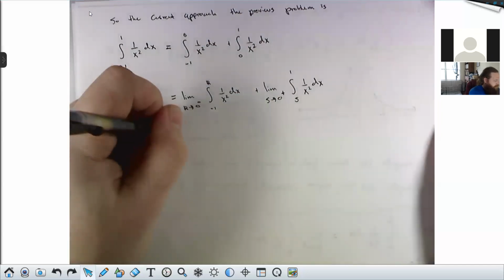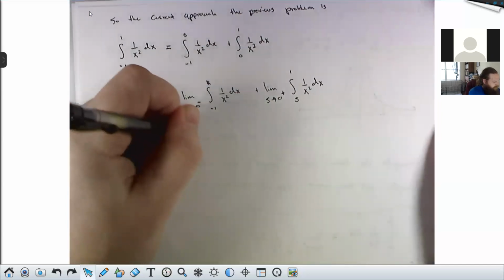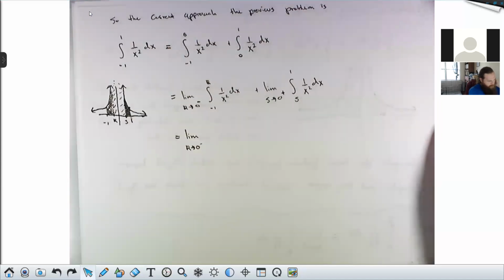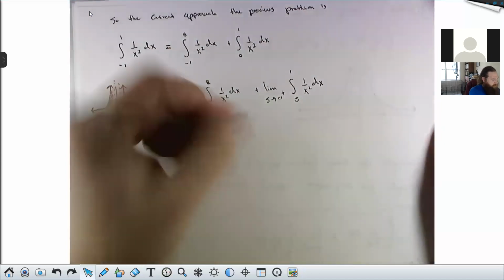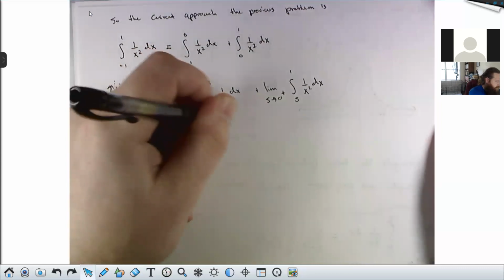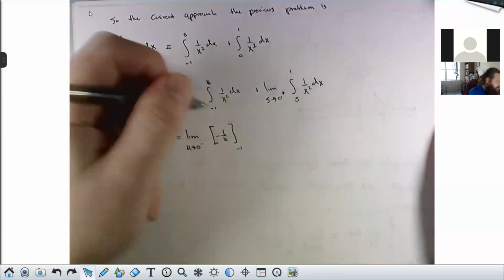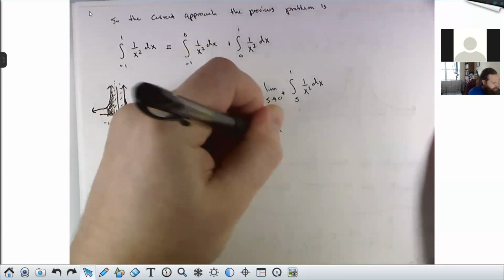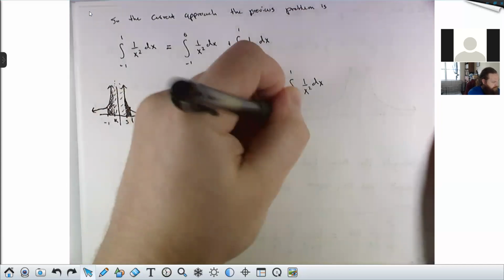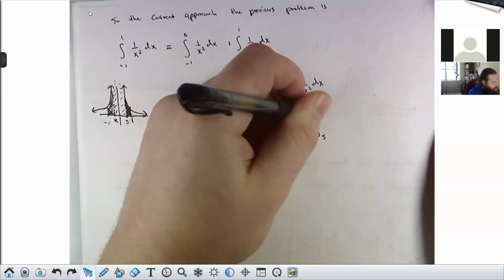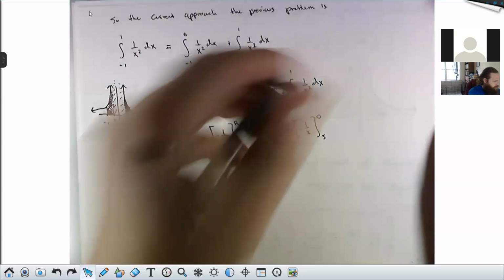It turns out both of these integrals diverge. x to the -2 has antiderivative -1 over x. That part was correct. So this is -1 over x from -1 to r, and plus lim s to 0 plus, -1 over x from s to 1.